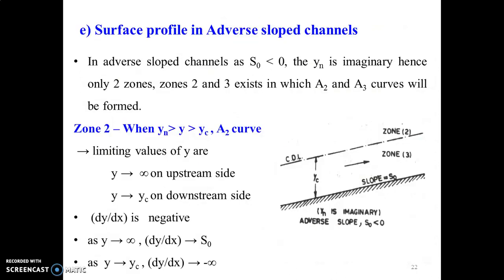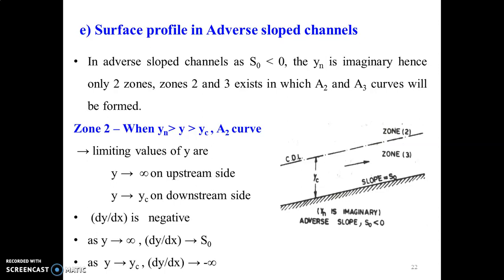Now let's see the surface profile in the case of adverse slope channel. A slope is said to be adverse slope when S0 is less than 0, or when the S0 value is negative. And in the case of adverse slope, yn is imaginary. Since yn is imaginary, you don't have zone 1 existing in the case of adverse slope. Only zones existing are zone 2 and zone 3, and hence the curves A2 and A3. Now let's see what happens in zone 2.